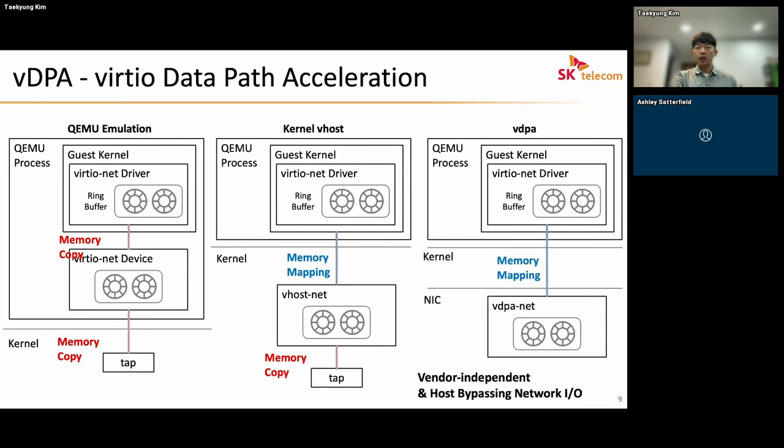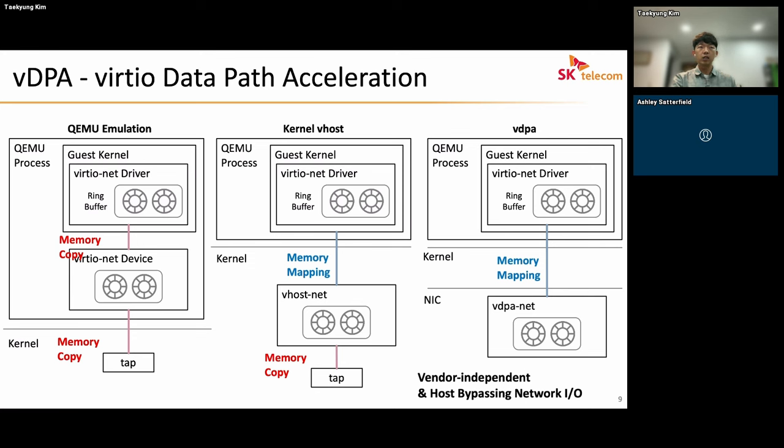So the next topic is vDPA, Virtual Data Path Acceleration. On the right side of this figure, vDPA bypasses the host kernel, so we don't have any handle to control the traffic between the guest kernel and the NIC. That's why we use switchdev to control the vDPA data path. vDPA is a high performance network IO technique, bypassing the host kernel and providing direct access to the network device.